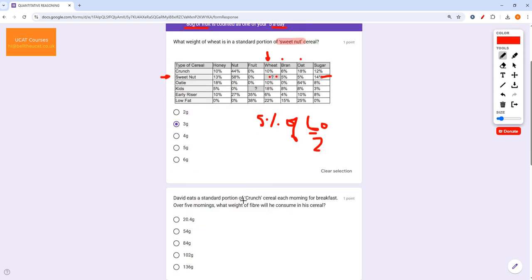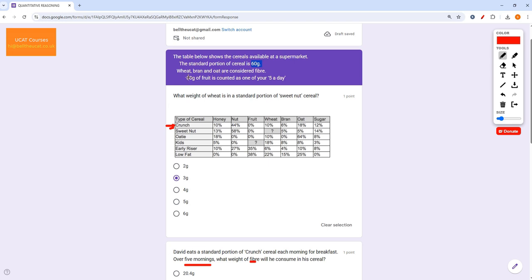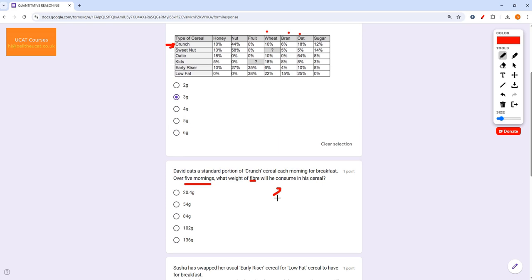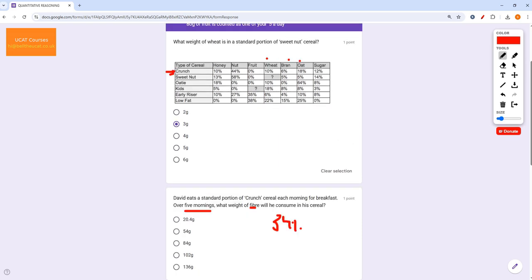David eats a standard portion of Sweet Crunch each morning over 5 mornings. What weight of fiber? We already know fiber is wheat, bran and oat, so I'll add them up. 10 plus 6, 16, plus 18, 34. So I'm looking at 34%. 34% of what? 60. 34% of 60.